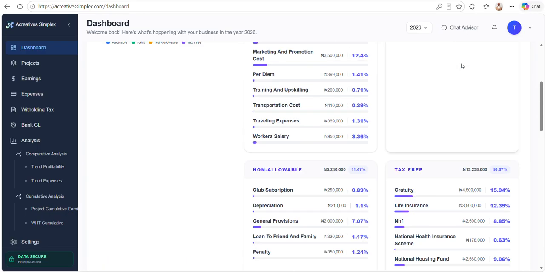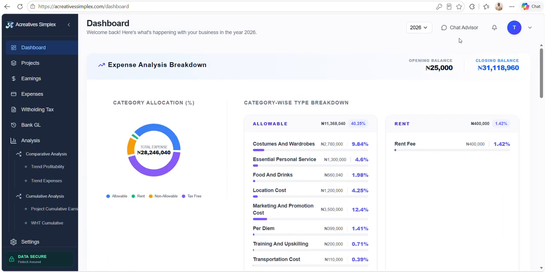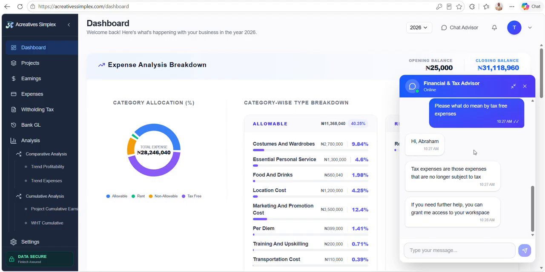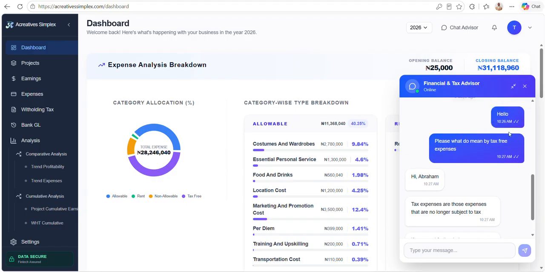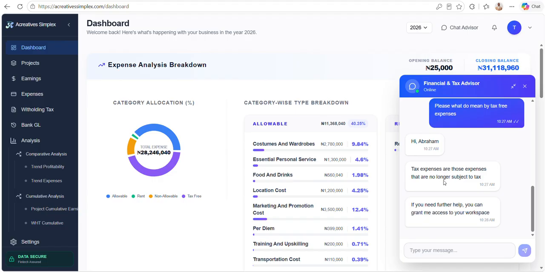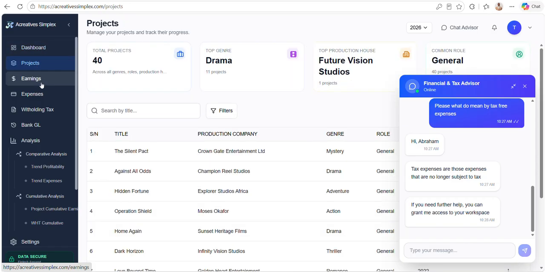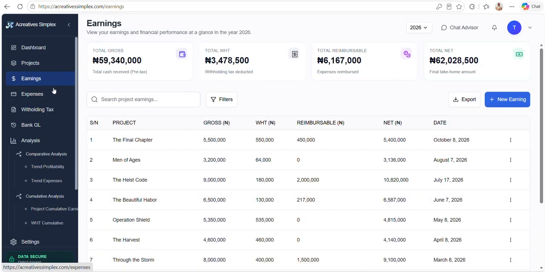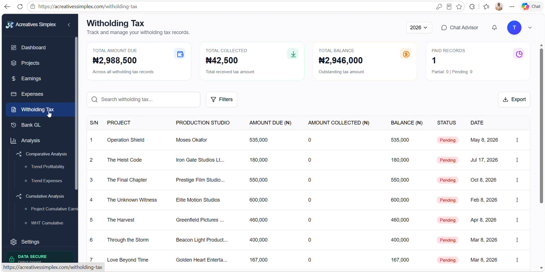And also, in a case whereby you need the help of the admin, you can just chat with the advisor. Look at this, you can converse with him. I once said hello, then he responded, hi Abraham. So you can reach out, he's online, so you'll be responded to. Now let's quickly have a walkthrough. Look at these projects. We have our projects, we can create earnings, we can create expenses, withholding tax.